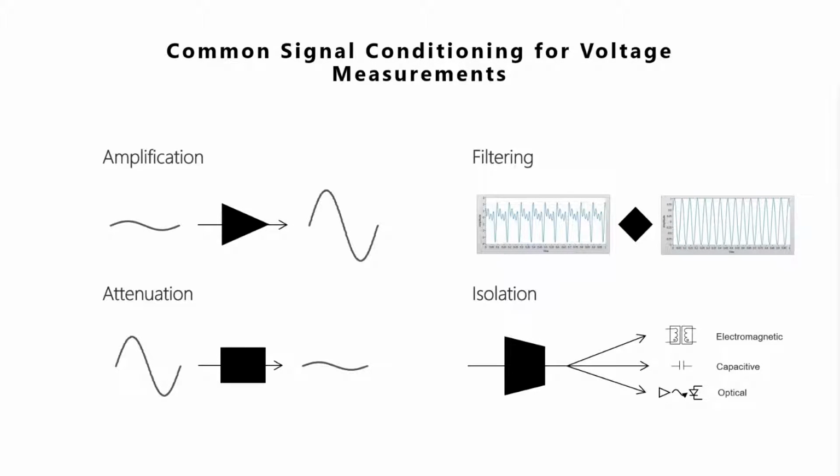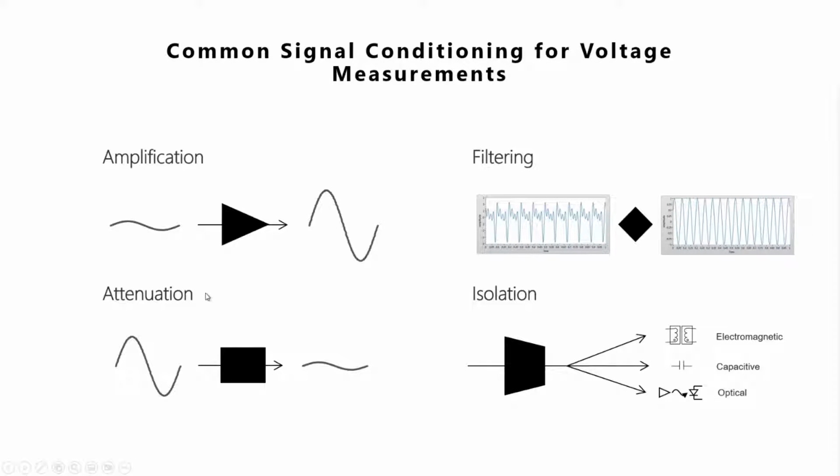Okay? So these are the four common signal conditioning for voltage measurements. This could be amplification. Amplification is very basic for all of us. Amplification is used to increase a signal from a sensor that is too small for your data acquisition device to measure. That's why you amplify it. Like an amplifier for your microphone. A microphone is basically an amplifier, right?